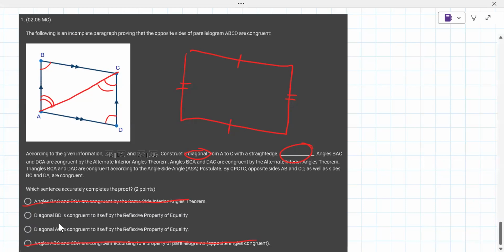Now, is it diagonal BD or AC that we're looking at? AC. Okay. So I would say it's probably that one based on what you just said.